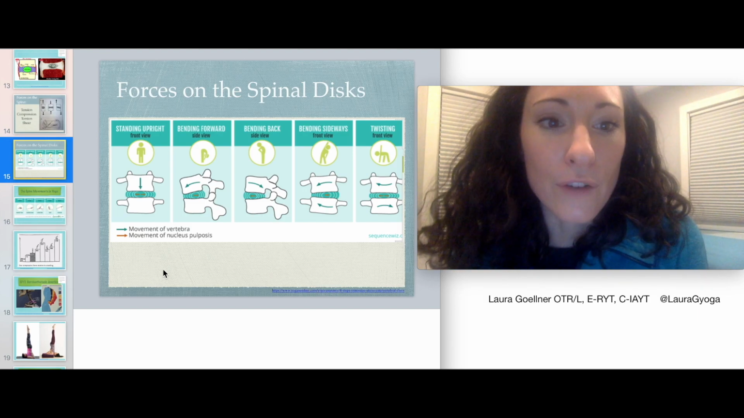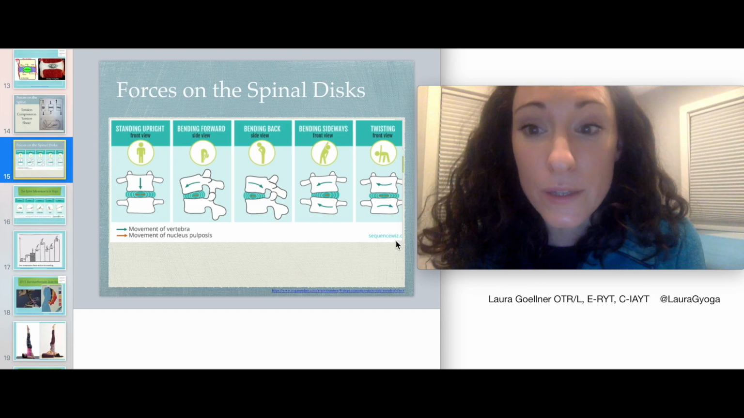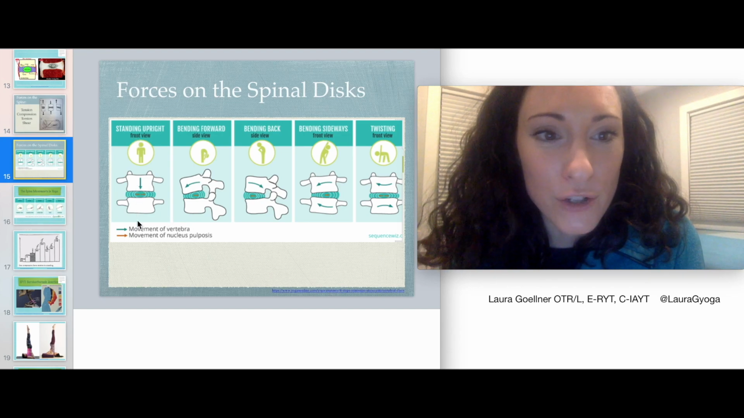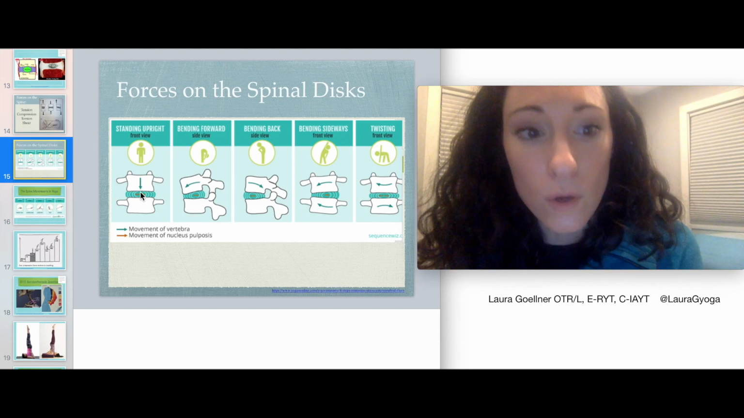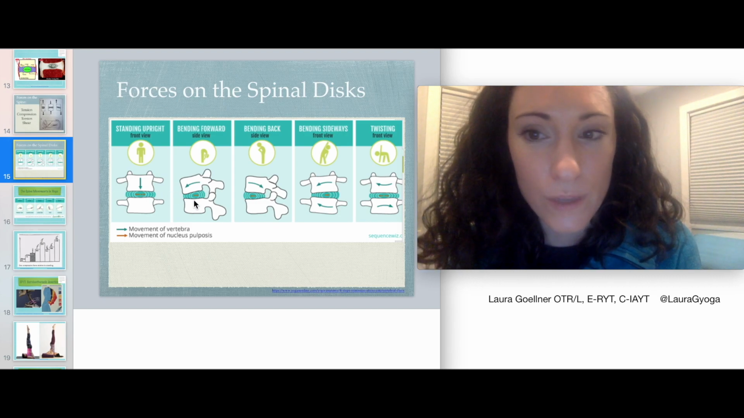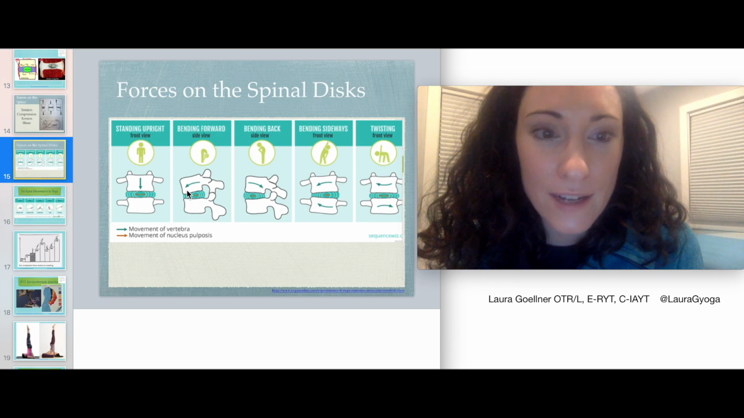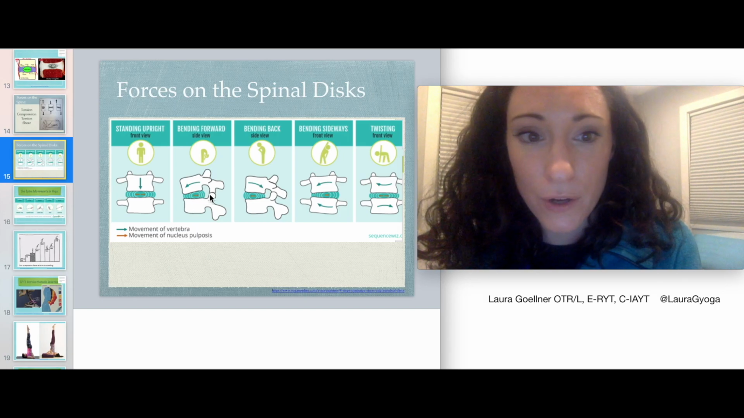All right, so here's a really great depiction of this from Sequence Wiz. I highly recommend that website. Really, really good graphics if you are a visual person. But this is what happens. We have compression here, and you can see it's like pushing out the sides of the disc. Totally normal force, right? There's always compression, there's always gravity. And then we have forward bending, so the anterior portions of the vertebra get closer together, and the posterior portions get farther apart. So the jelly would be getting pushed toward the posterior part of the spine.